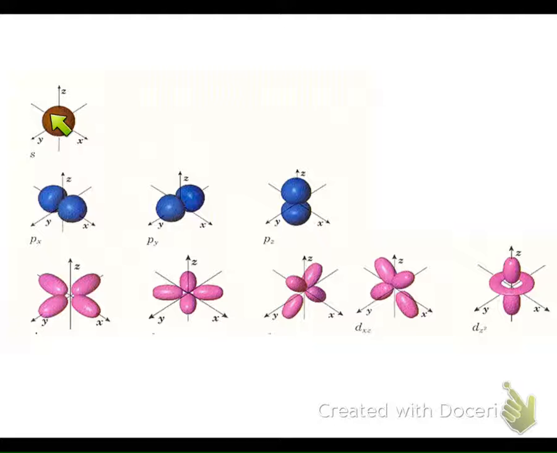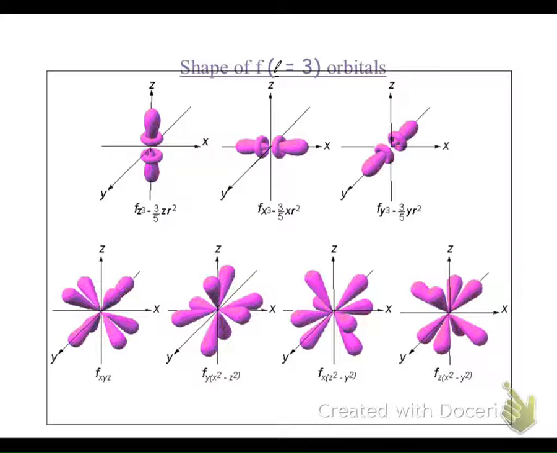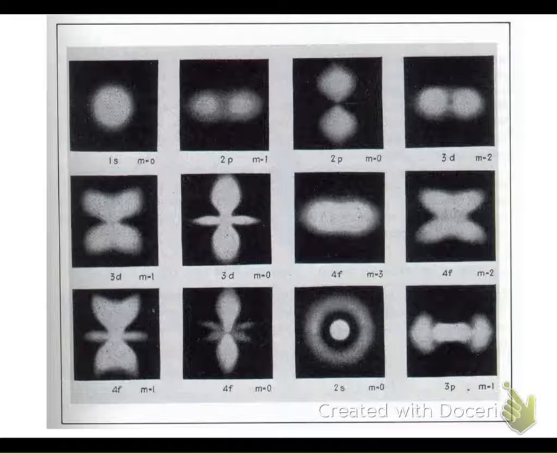So S has one shape, P has three possible shapes, D has 5 possible shapes, and F actually has 7 possible shapes. Here's our F, and that's quite a few possible shapes here, and again, as you can see, this is why it's too complex to explain exactly what the F orbital looks like.